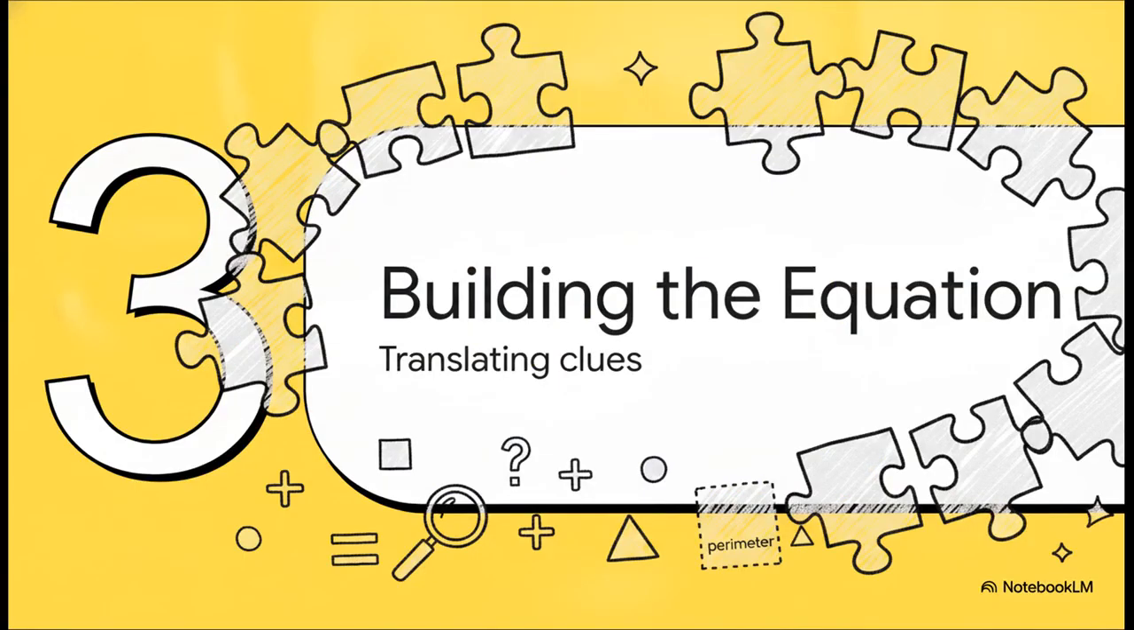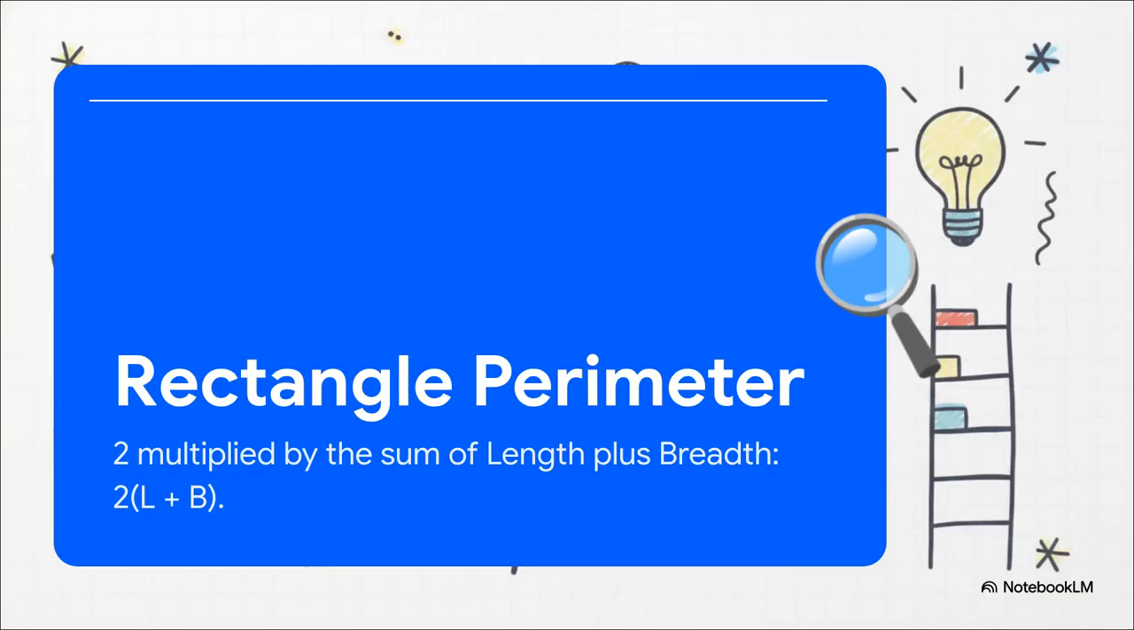Step 3, building the equation. Translating our clues into an algebraic formula. Before we build the actual equation, let's just do a super quick review of the basic formula for the perimeter of a rectangle. It's simply 2 multiplied by the sum of the length plus the breadth, or as we usually see it written, 2 times (L plus B). Just picture what a rectangle looks like in your head. It has 2 equal lengths on opposite sides and 2 equal breadths on the other sides. That is exactly where that 2 on the outside of the bracket comes from.